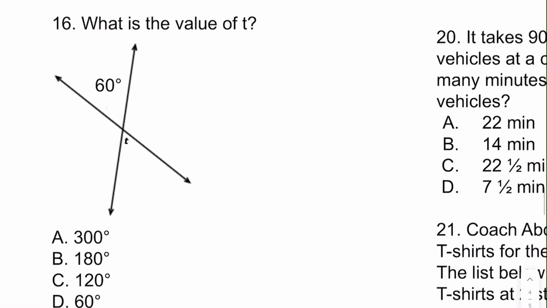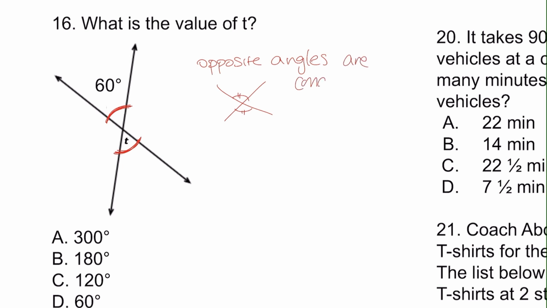Next one, number 16. What is the value of t? And t is this angle here. And this angle, notice, is the opposite of this other angle. And here these are called opposite angles. And when you have opposite angles, you always have this X formation. Opposite angles are congruent, which means they're equal. So the top part is 60, the bottom part is also 60 degrees. The answer would be choice D. So again, here we have opposite angles. You have to recognize them, and they are always congruent.